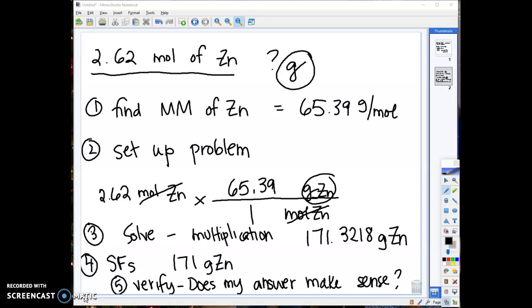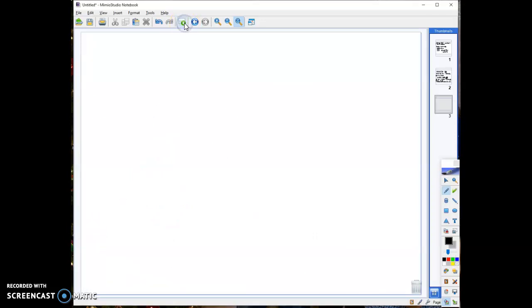The other way that we can use our molar mass is if we're given grams of a substance and want to determine how many moles that is. So let's look at that type of example. Let's say I have 342.2 grams of mercury, and I want to know, how many moles of mercury do I have?